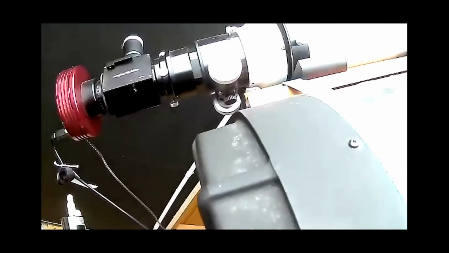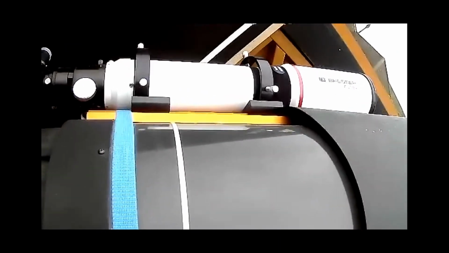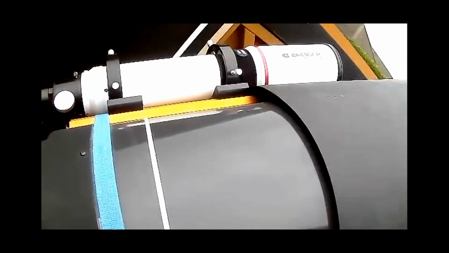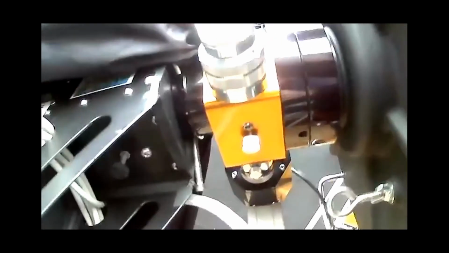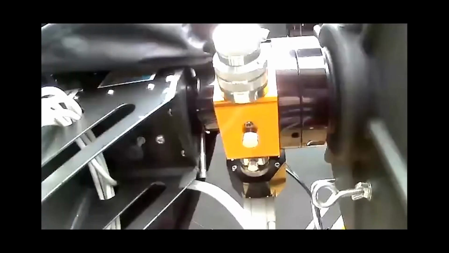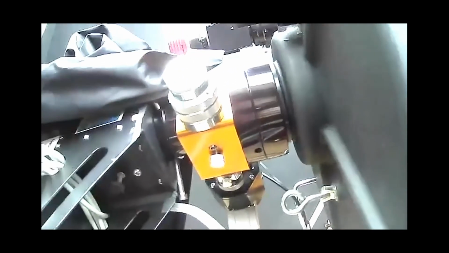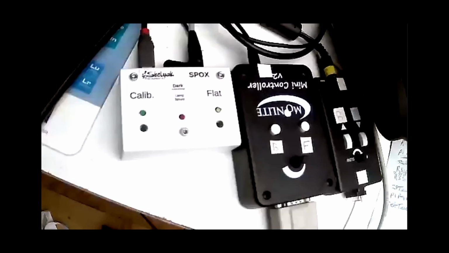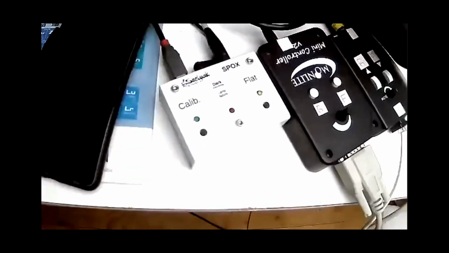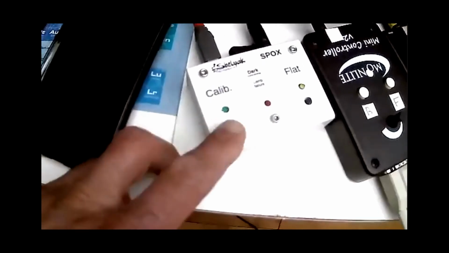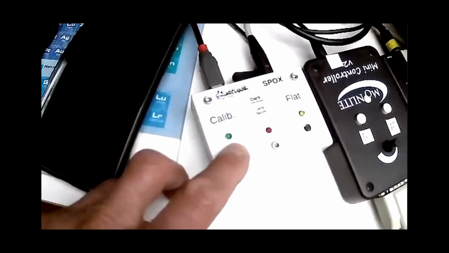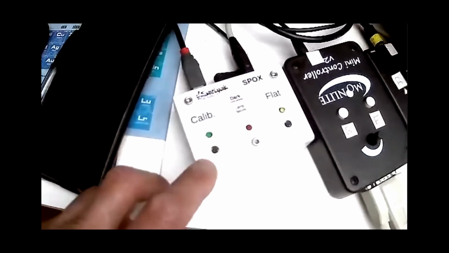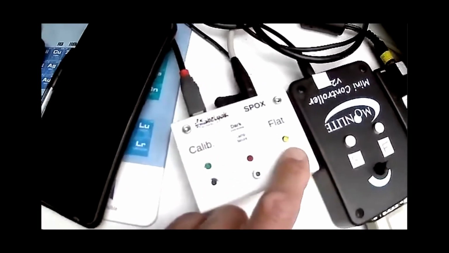And there's the finder telescope that enables you to see the target. I don't know if you can see that. That's a 4-inch refractor attached to the C14, and that is a Moonlight focuser. And these are the control boxes down here. Now what we've got here is the calibration module, which enables you to take calibration images and flats images.